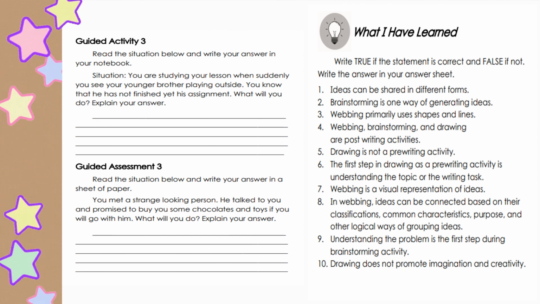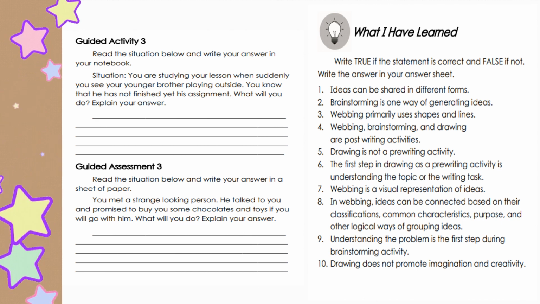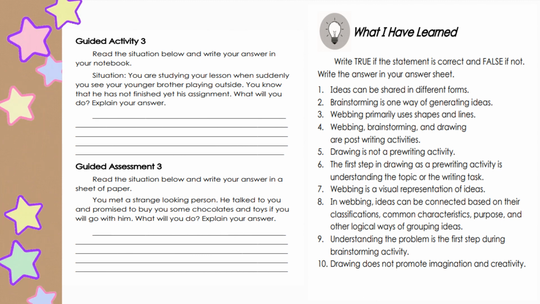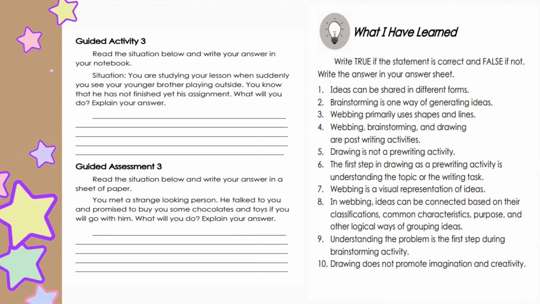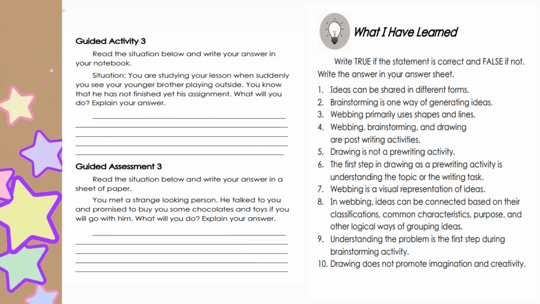For guided assessment 3, read the situation below and write your answer in a sheet of paper. You met a strange-looking person. He talked to you and promised to buy you some chocolates and toys if you will go with him. What will you do? Explain your answer.